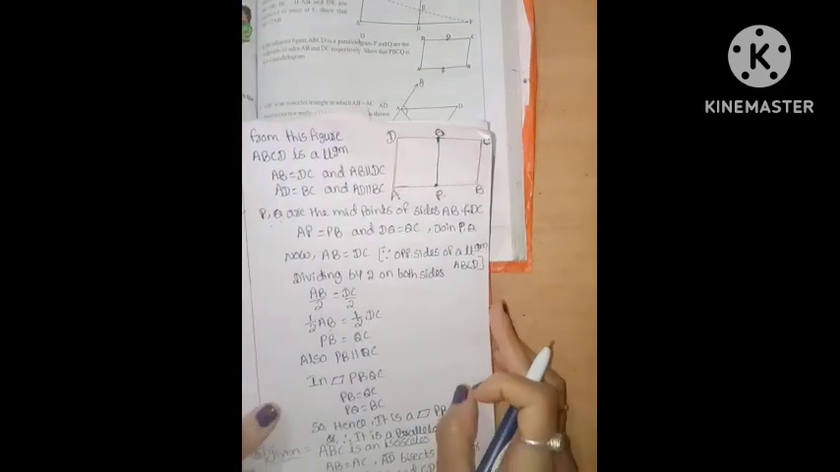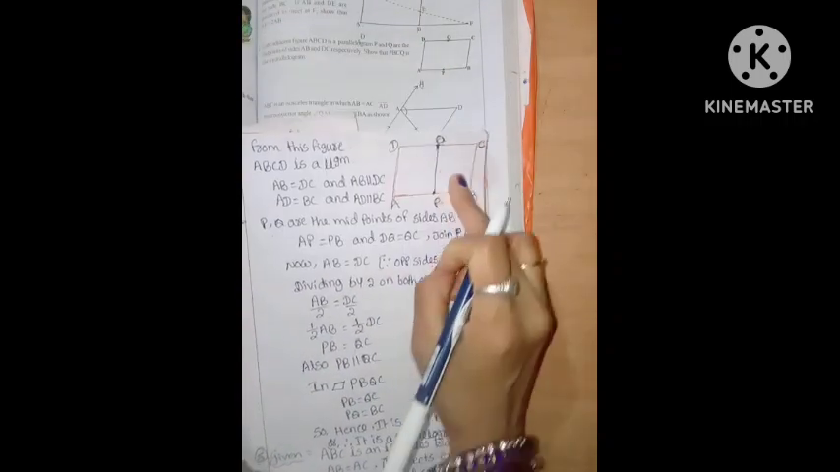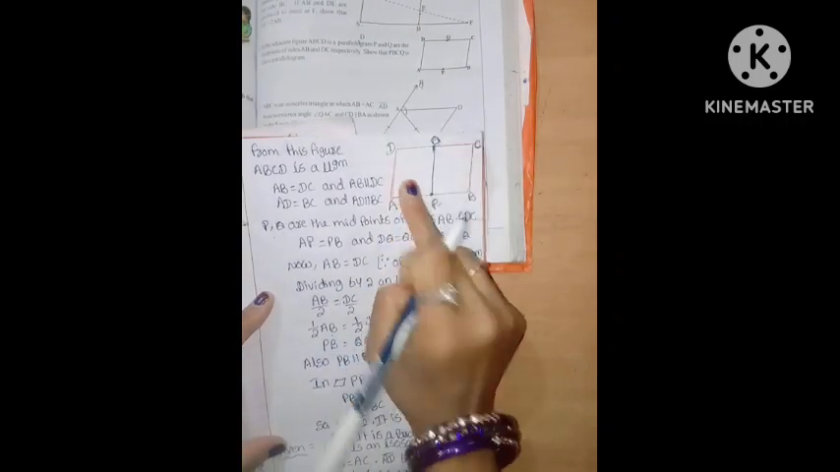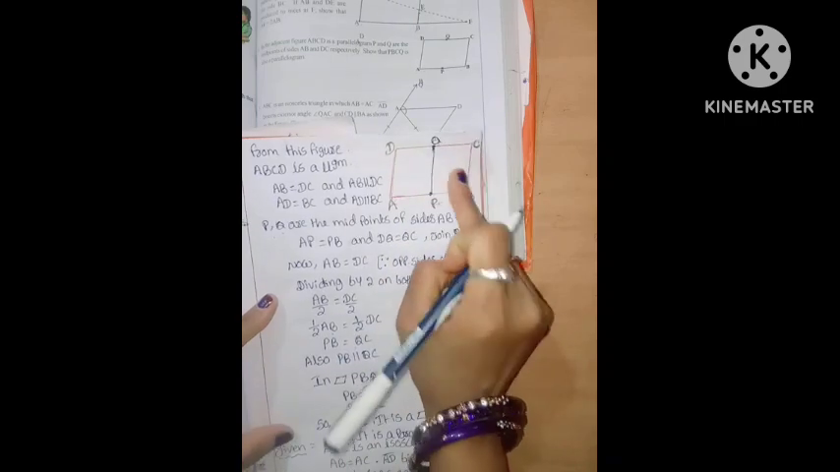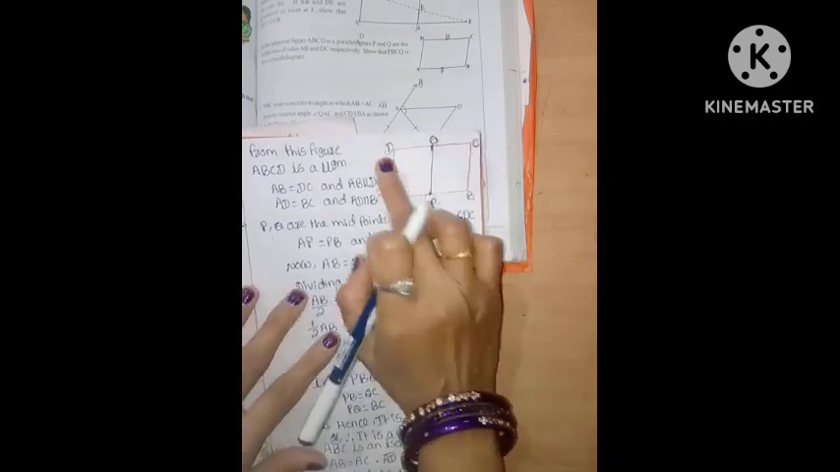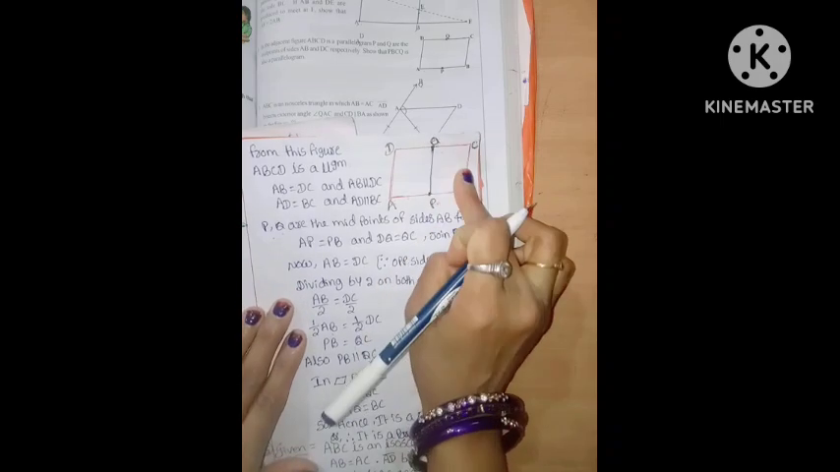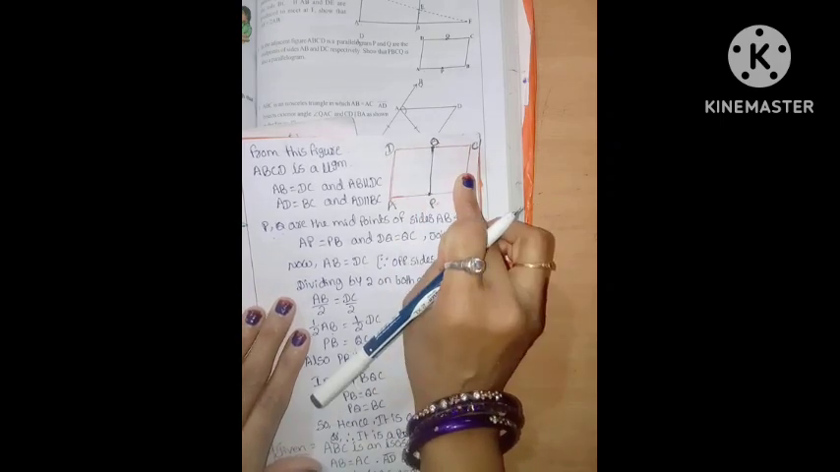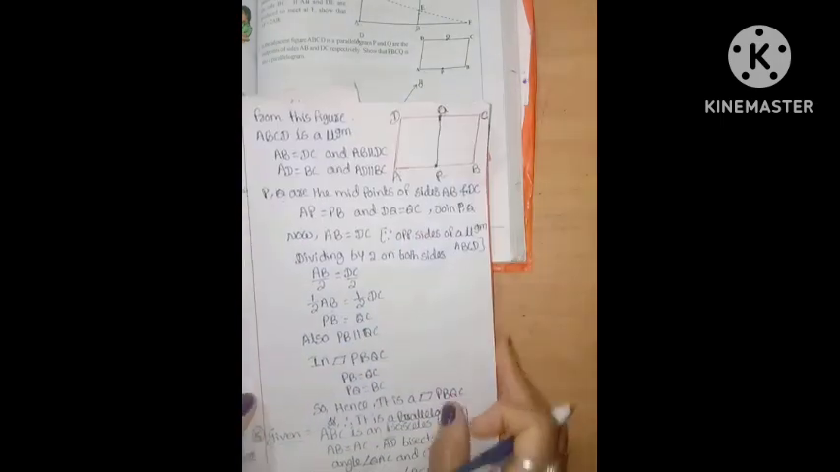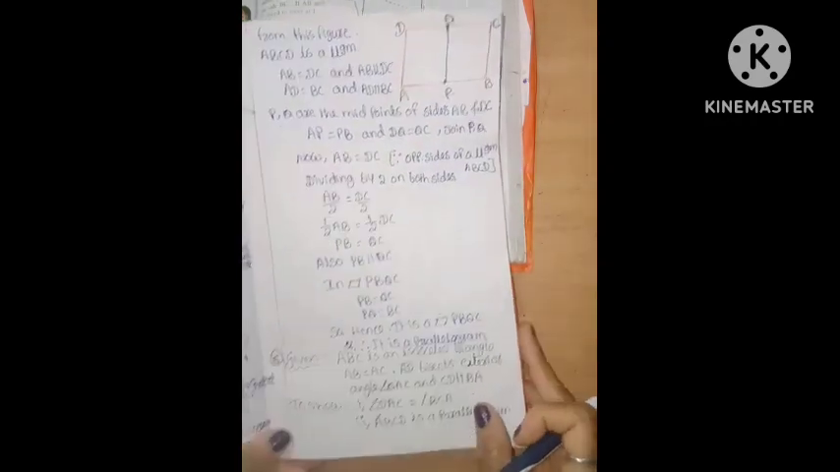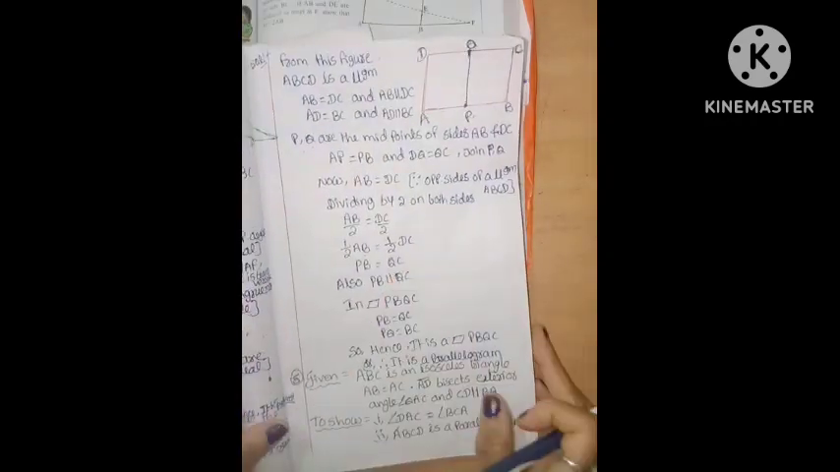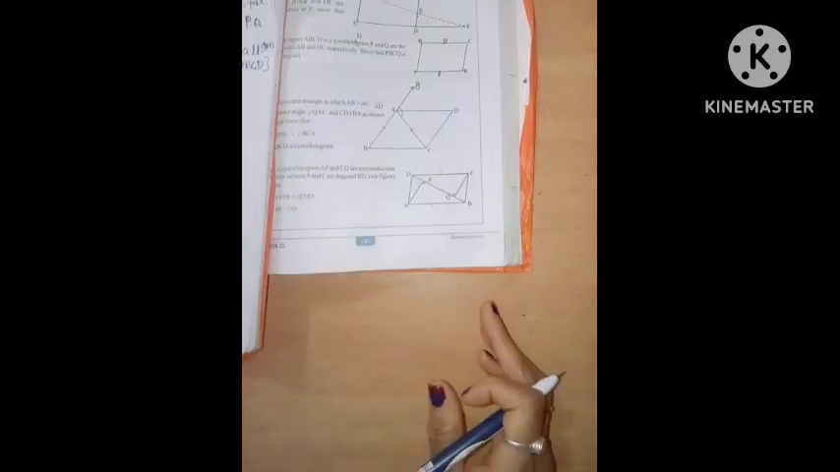Are you understood? PBCQ is also a parallelogram, and this side is also a parallelogram. APQD is also a parallelogram. Left side and right side both are parallelograms. This whole figure is also a parallelogram. The parallelogram is divided into 2 parallelograms. These 2 figures are also parallelograms only. Okay, are you clear? Yeah, this problem solution is over. And next we'll move on to the next question only.